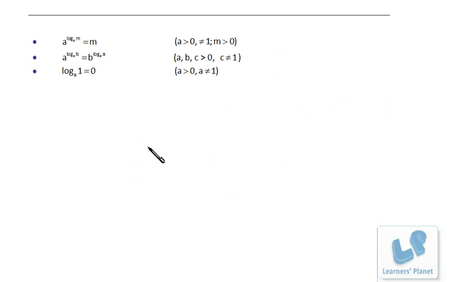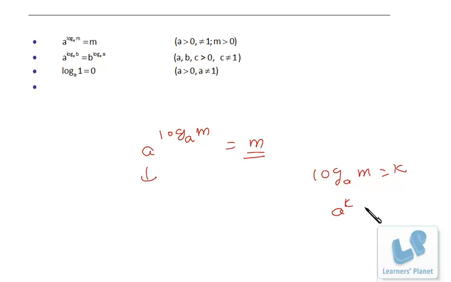Now the next property, a raised to log m to the base a is actually m, right? So how do we establish this property? I take this log m to the base a, I assume it to be k, right? That means a raised to k is equal to m, right? So a raised to k is m. So this is how we can establish this property. Okay, so that a raised to log m to the base a will be m only. That means if this and this are the same, your answer will be this.